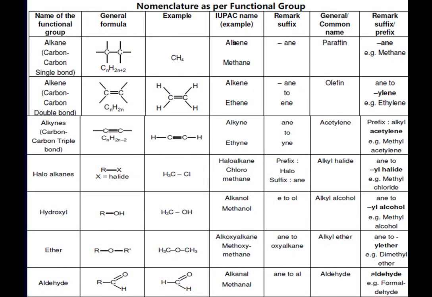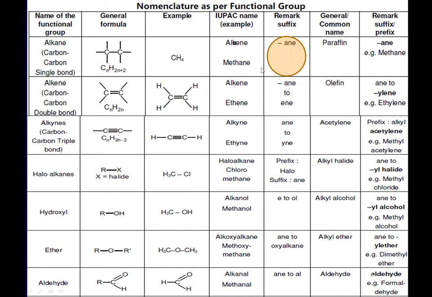So after seeing all these important functional groups or classes, we have this very ready rectangular type of table. If you follow it properly, you will understand what the suffixes are, or in certain cases prefixes, for various functional group compounds. And we have taken here both the IUPAC names as well as the common names. So let us start with alkanes.